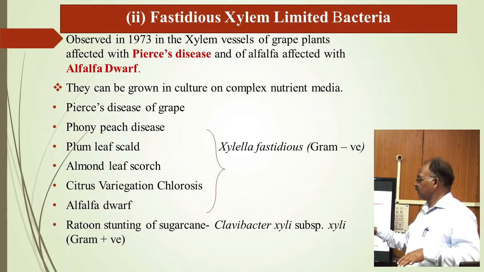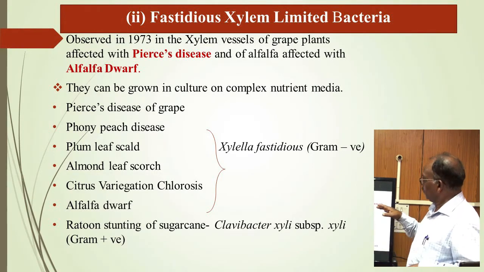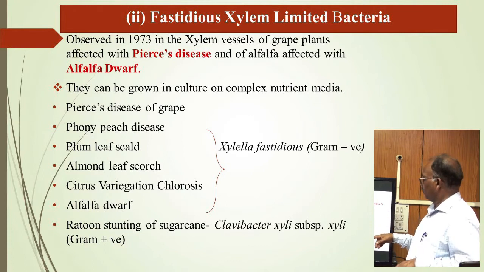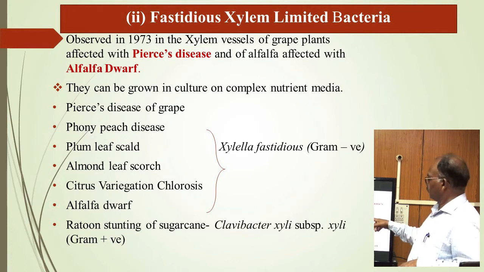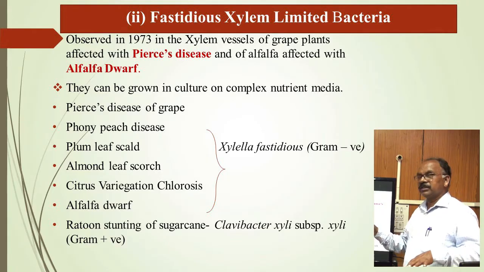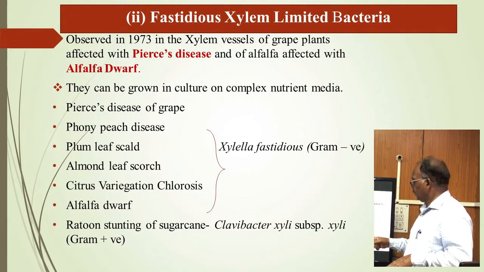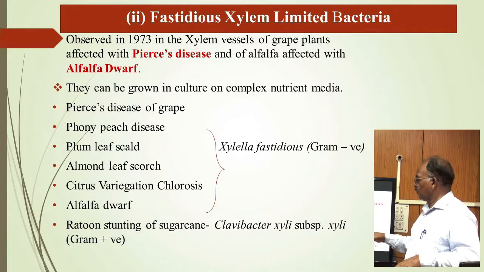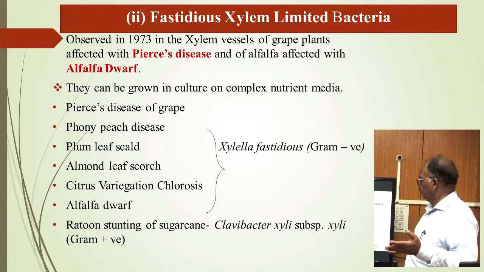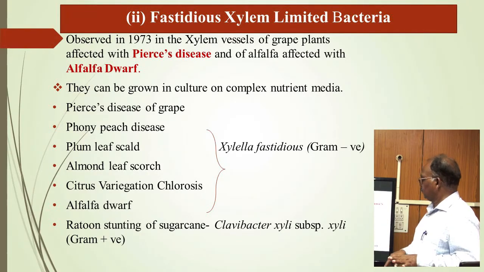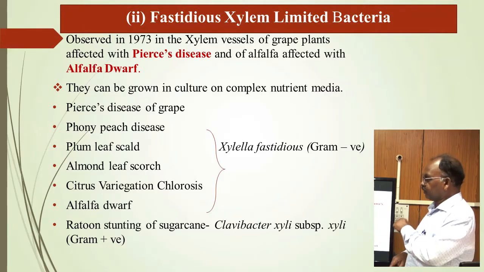All these diseases are caused by Xylella fastidiosa, and this bacterium is gram-negative. There is one important disease, that is ratoon stunting of sugarcane. This disease is caused by Clavibacter xyli subspecies xyli, and this bacterium is gram-positive.